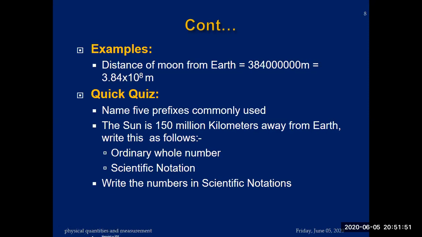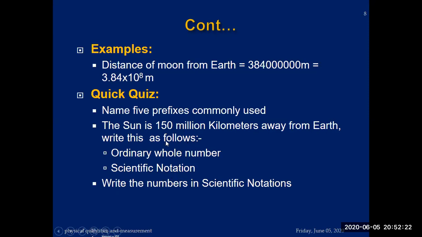But the quick quiz: name 5 prefixes commonly used in your life. After going through the lecture again, the sun is 150 million kilometers away from the earth. So write this as follows: ordinary whole number, scientific notation. Write the numbers in scientific notation. This is your assignment to complete.